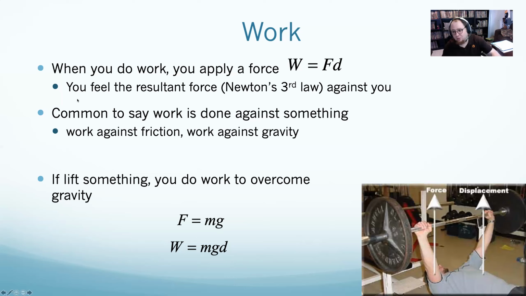Here's the crazy thing about work. Work is a scalar. And I've said before in chapter 2 that scalars are almost always positive. I said how speed could never be a negative number. Work is a special type of scalar. Work can be negative.